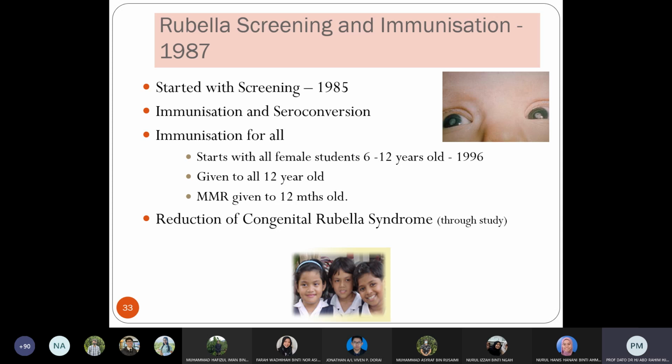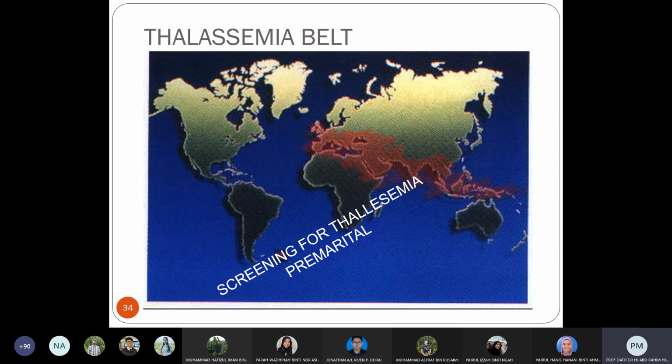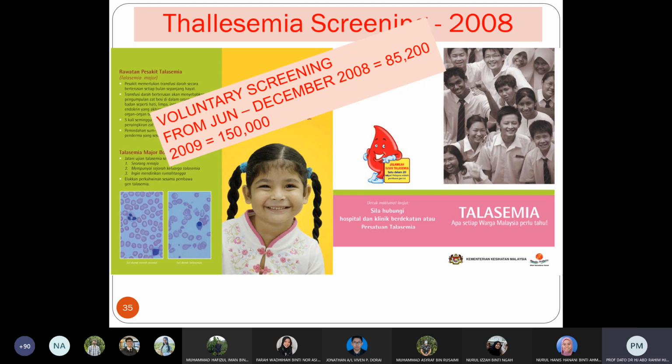Rubella screening started in 1985, but became an immunization program in 1987. Immunization for all started with the female students in 1996. So screening started in 85, but immunization started in 1996. Thalassemia belt, so we are in that region also. So we also have screening for thalassemia, starting 2008.